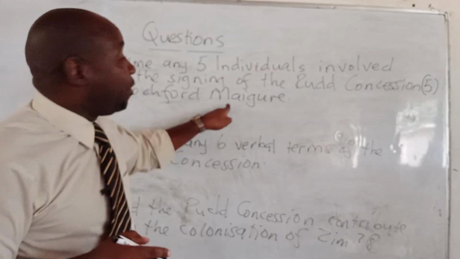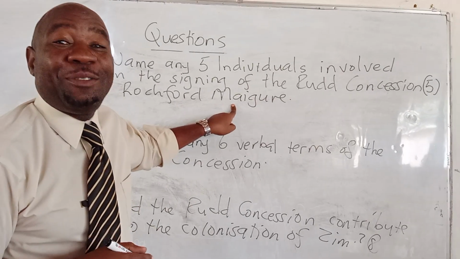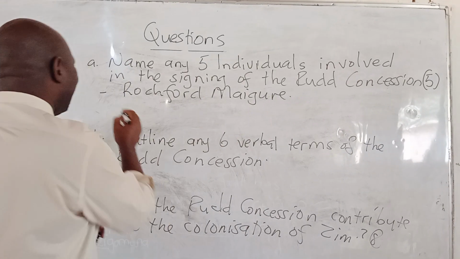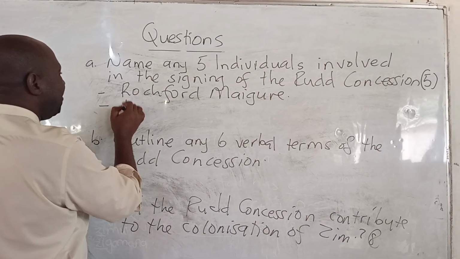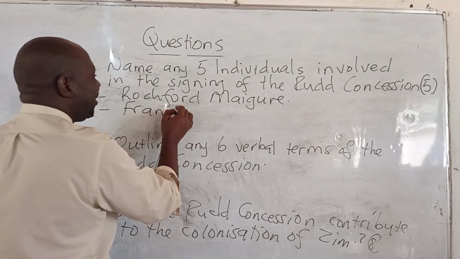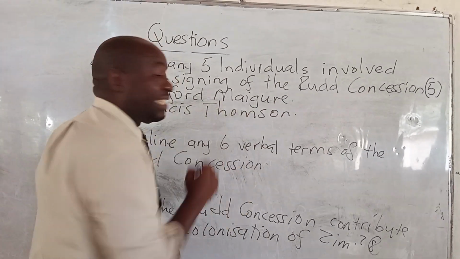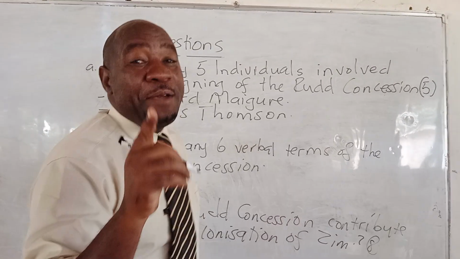When I was in primary, I couldn't pronounce this word Maguire. I said it wrongly, and people laughed at me. It's Maguire. Then we also have a man called Francis Thompson. Francis Thompson was also involved in the signing of the Rudd Concession.